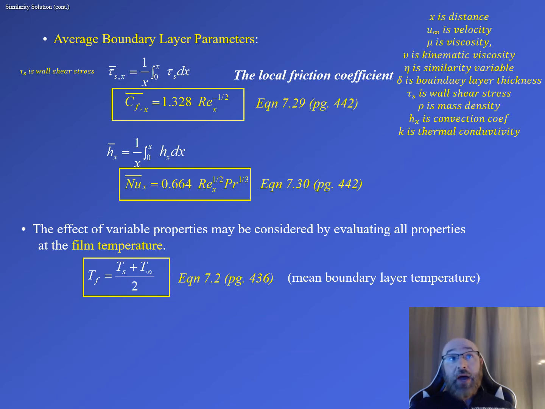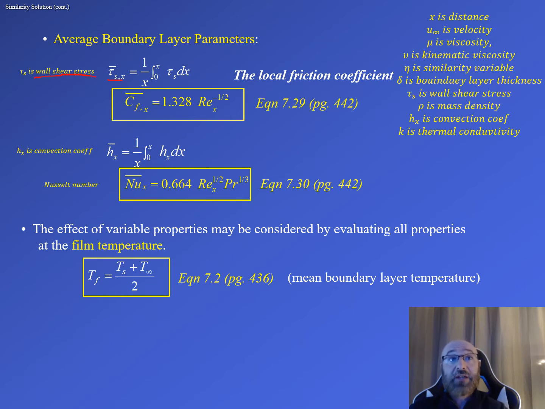So now let's take a look at our average boundary layer parameters. So if we forego our local results, then our average boundary layer parameters can then be determined. So let's first take a look at our local friction coefficient. And for our average friction coefficient, we have the relationship shown here from equation 7.29 in our textbook on page 442. We can see the bar right here. This denotes that it's an average right there. Our C sub f, which is that friction coefficient, is equal to, now we have this relationship here of 1.328 times Reynolds number to the -1/2. Now we also have a relationship for our average wall shear stress.